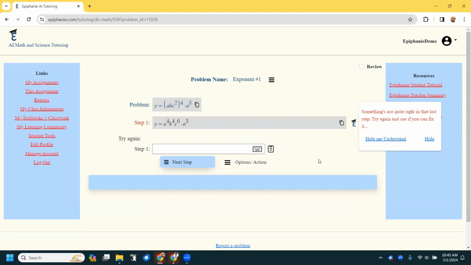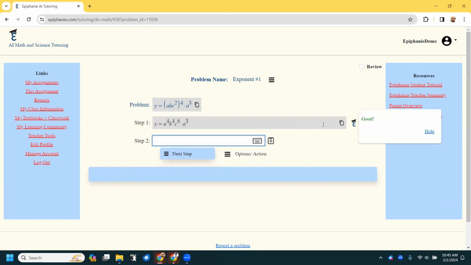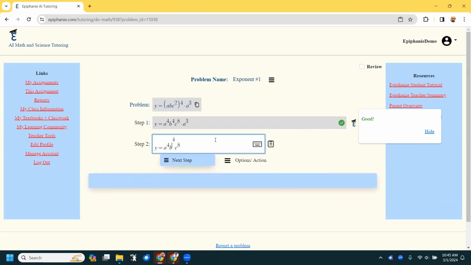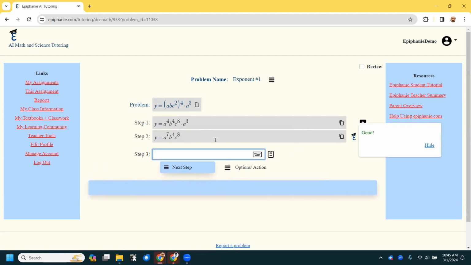I could add some comments if I wanted to, and said, I'm just going to recognize my mistake and fix it here. This should be the 8th power instead of the 6th. And I can finish this up with combining these last 3 pieces. I get a to the 7th, b to the 4th, c to the 8th, and I'm done.